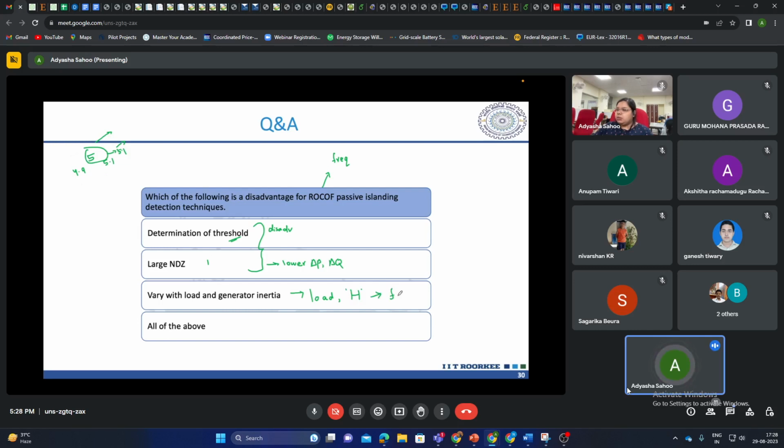So these two will lead to a change in frequency. We may not be able to distinguish if this rate of change of frequency is due to the islanding condition or due to the system condition, due to load variation or generation variation, then also we may get some delta F. So sometimes there may be maloperation, because it may not be an islanding condition, it may be a load variation, but if it crosses the threshold, then we may falsely take it as an islanded condition. So the right answer here is all of these are disadvantages for ROCOF.